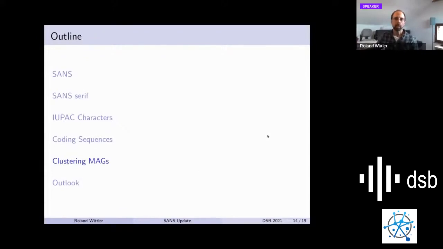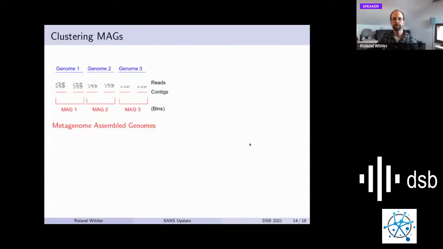Yeah, finally, I want to show you a little application of the method. It's about metagenomics. So in metagenomics, you take a sample, and the sample contains many different genomes. You sequence your genomes, you have your reads, you can assemble these reads to contigs, and there are also binners which somehow assign the contigs which come from one genome into one bin, and these bins are then called metagenome assembled genomes, or MAGs for short.